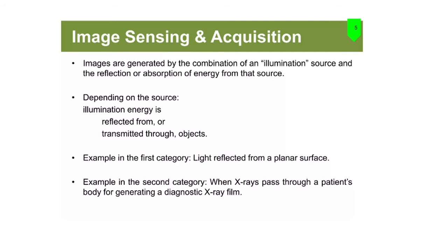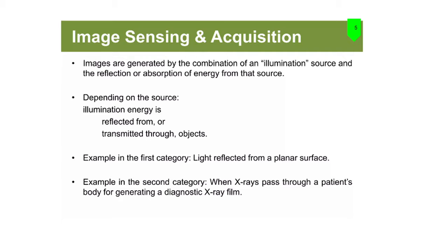First, let us start with image formation, digitization, and sampling and quantization, which are all interrelated. First, how we are getting an image, that is the image sensing and acquisition process. Through this process only we can get a digitized image. Images are generated by the combination of an illumination source and the reflection or absorption of energy from that source. The source may be light, that is the illumination source.